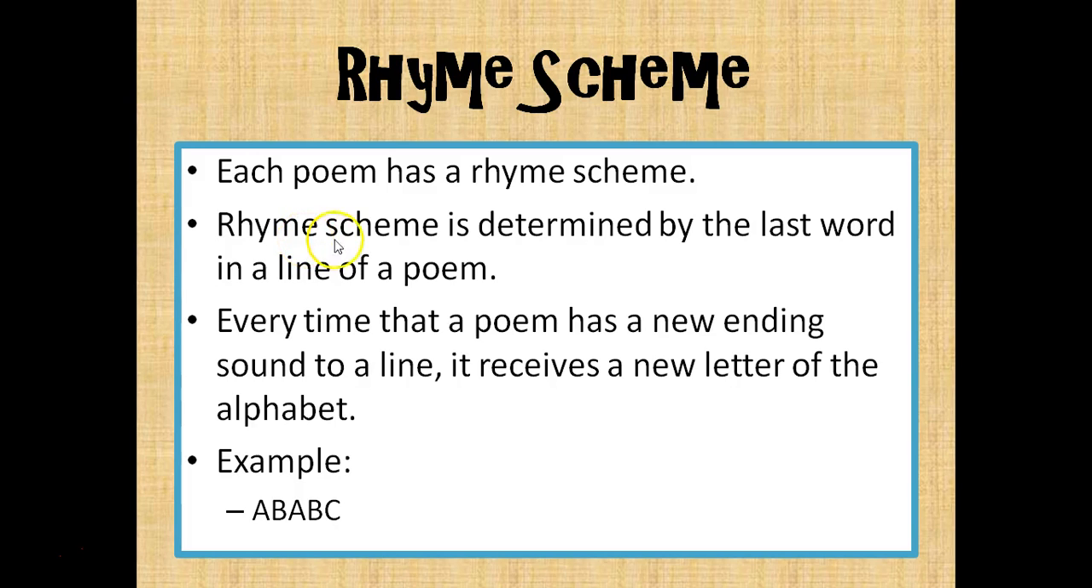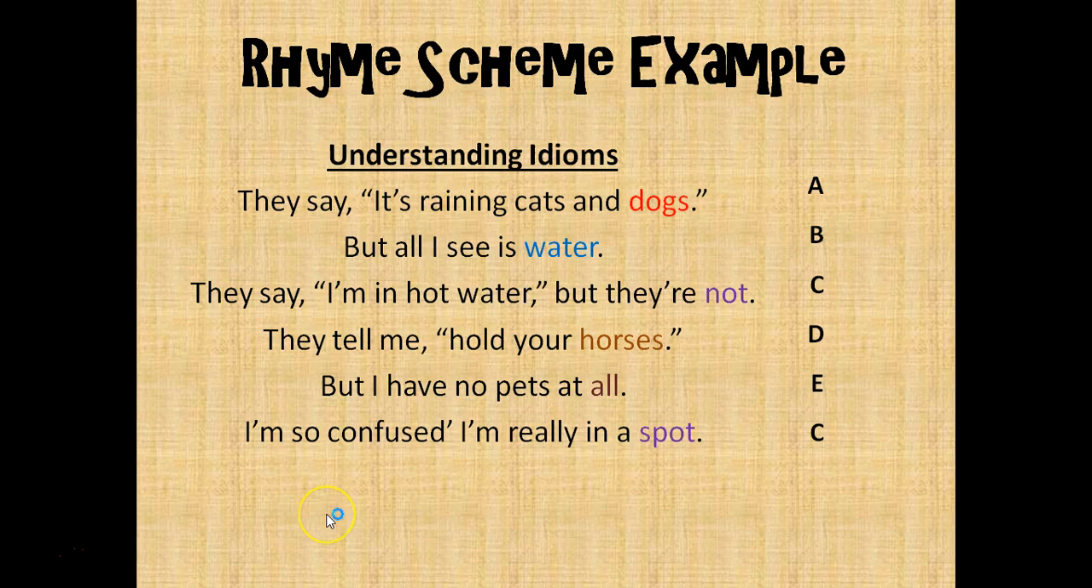Getting back to rhyme scheme, it is determined by the last word in a line of a poem. Every time a poem has a new ending sound to a line, it receives a new letter of the alphabet. So an example would be A, B, A, B, C. So let's look at an example.